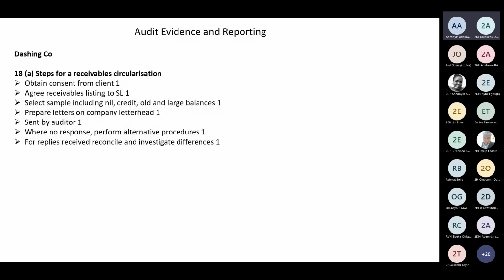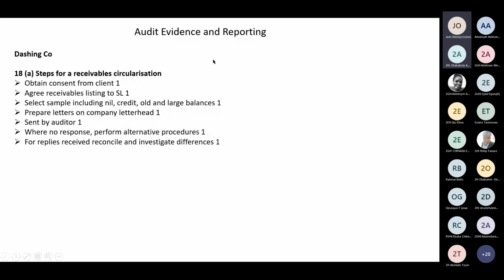Please, why are we agreeing the receivables listing to the sales ledger when we've never even obtained receivable circularization? So what's the essence of us agreeing the receivables listing to the sales ledger? Okay, so it's pretty much just an audit procedure to confirm that the receivables list that you have agrees with the sales ledger. What you should know is that a receivables listing can just be a list of all the receivables balances at the end. So you have things like, oh, Bola, 100,000, the other 200,000, right? So it's just going to be a breakdown of the total list.